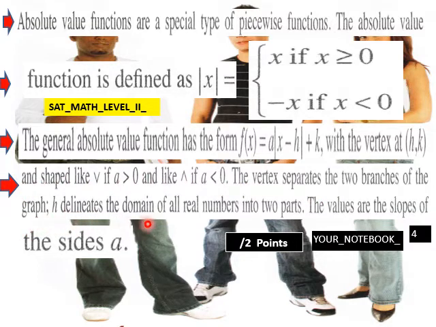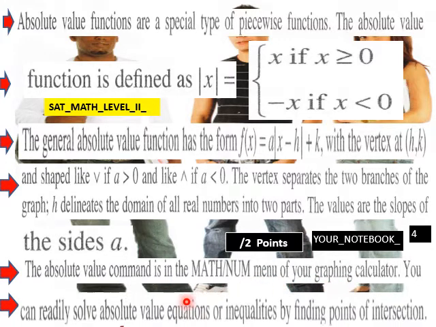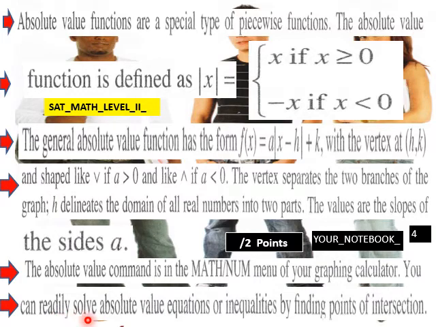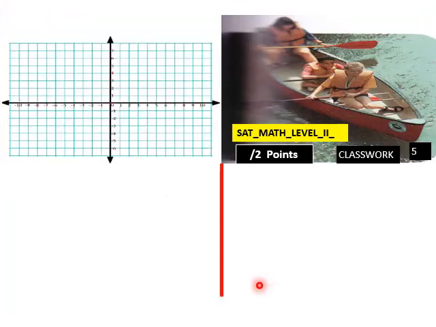h delineates the domain of all real numbers into two parts. The values of a are the slopes of the sides. The absolute value command is in the Math Num menu of your graphing calculator. You can readily solve absolute value equations or inequalities by finding points of intersection. So there's a hint there.